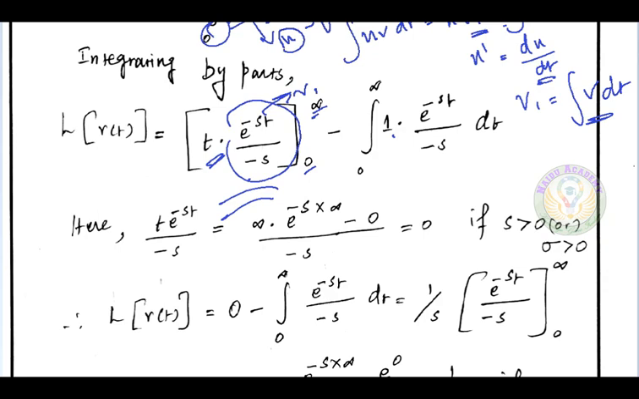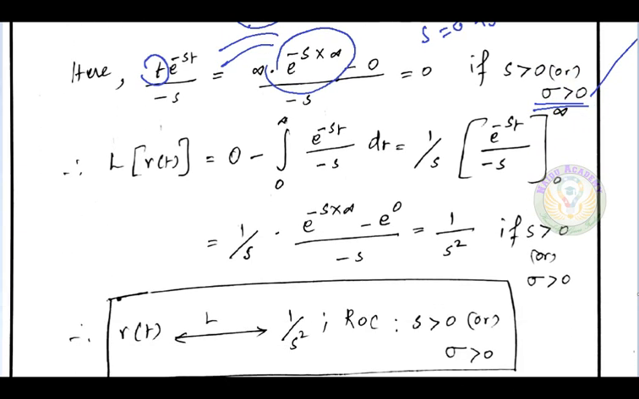For this we just substitute the upper limit and lower limit. If you substitute the upper limit, it is infinity, then e power minus s infinity, where s is sigma plus j omega. This term will converge when sigma is greater than 0, as we saw in the previous problem. So totally this term will become 0 when sigma is greater than 0.